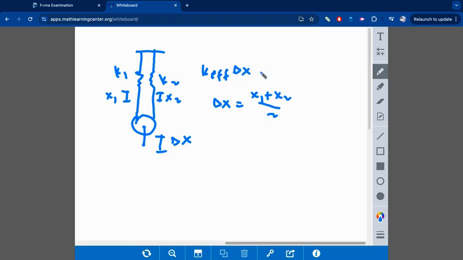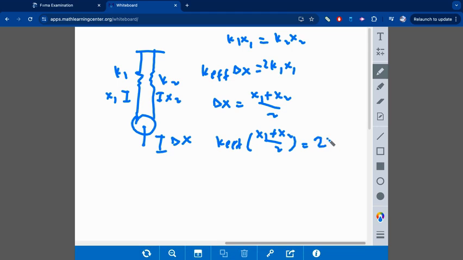And k effective times delta x is going to be the spring force that they both exert, which is k1 x1 plus k2 x2. Since k1 x1 is equal to k2 x2, we can simply write this as 2k1 x1. So just like we did for kc, k effective times x1 plus x2 equals 4k1 x1.